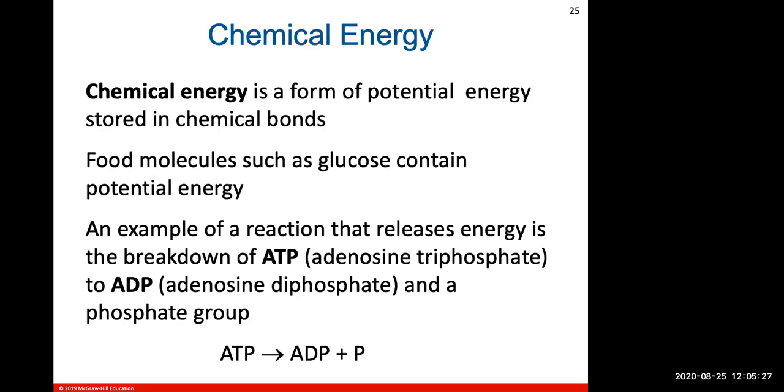And an example of a reaction that releases energy is breaking down ATP into ADP and a phosphate group. So anytime we break bonds, adenosine triphosphate are just atoms bonded together. When we break it down into two different smaller products, we'll release energy. So chemical energy is stored in bonds, and bonds just keep atoms and elements together. If we separate out those elements from each other, we'll release energy, and we call that chemical energy because that energy is stored in the bonds that was holding them together previously. I promise this will come back when we talk a little more about physiology.